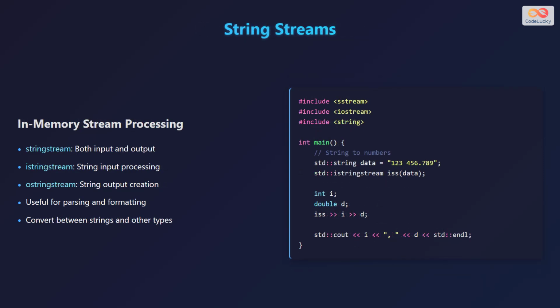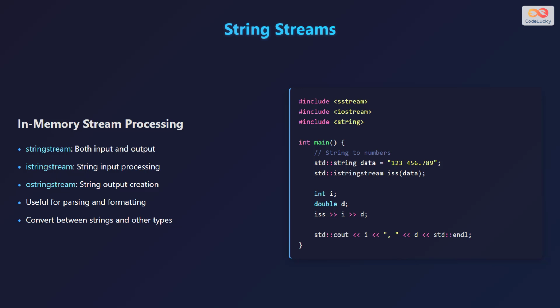Now let's learn about string streams. String streams provide in-memory stream processing capabilities. The stringstream class is used for both input and output, istringstream for string input processing, and ostringstream for string output creation. These are useful for parsing and formatting, and can convert between strings and other types.